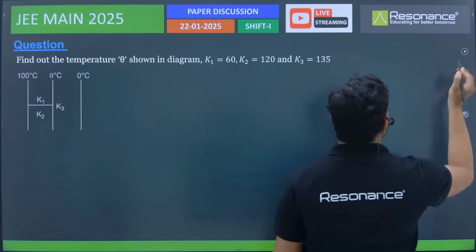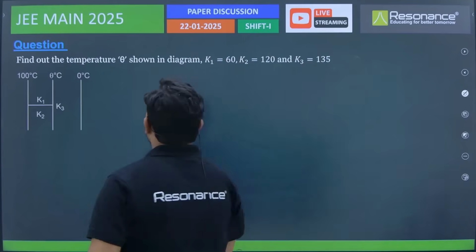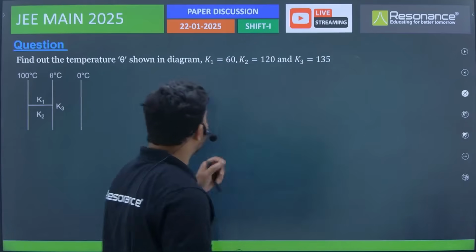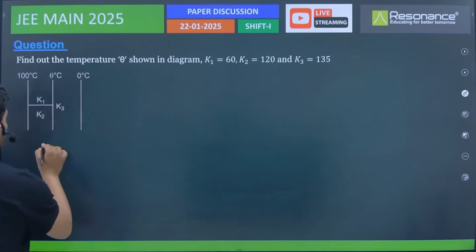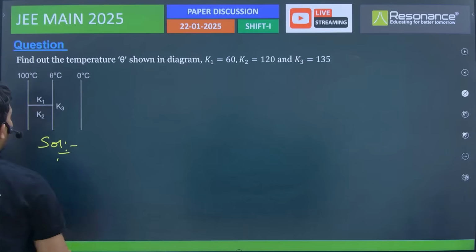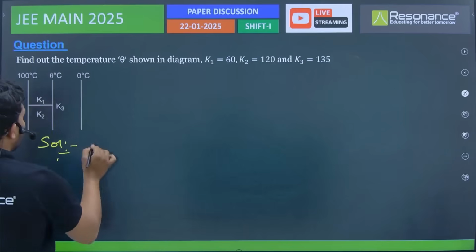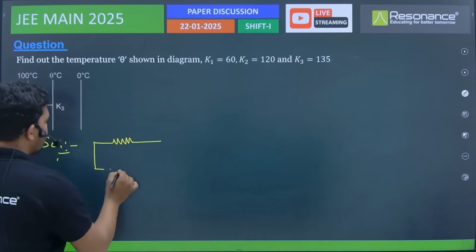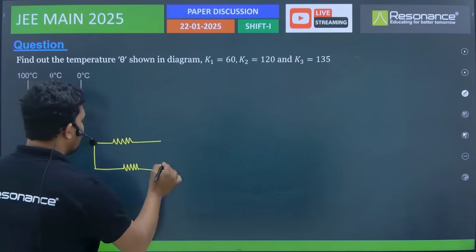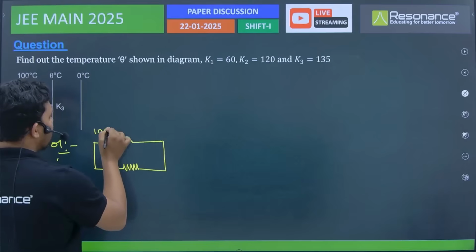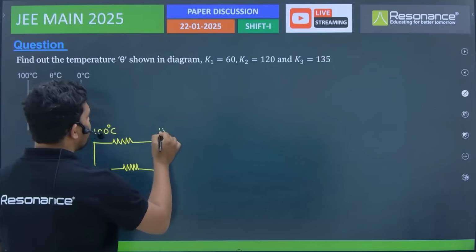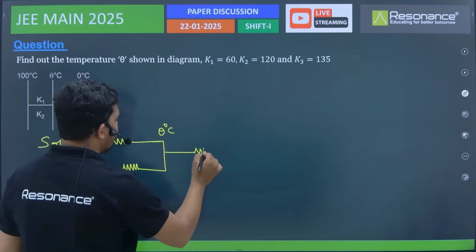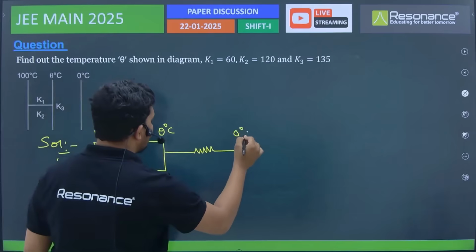In the next question, what he has given: find out the temperature theta shown in the diagram, K1 equals 60, K2 equals 120, and K3 equals 135. I can take this particular diagram in this way, taking this part as a resistor. So equivalent, I'm taking here resistor 1, and this is another resistor I'm going to take here, followed by here, you know that the temperature is going to be 100 degrees Celsius, here the temperature is going to be theta degrees Celsius, and then finally you can take this part as 0 degrees Celsius. Hope you got my point.